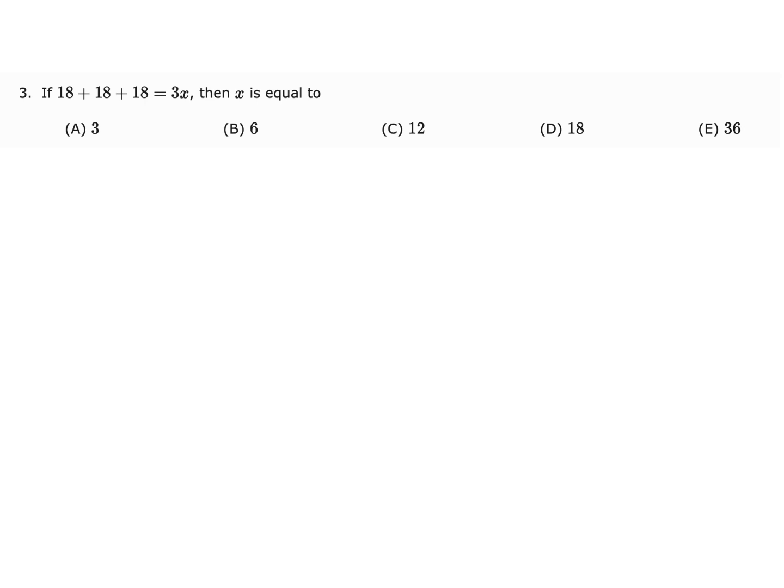If 18 plus 18 plus 18 is equal to 3x, then x is equal to 18 plus 18 plus 18, obviously looks like 3 times 18 to me. And that's 3x. So divide through by 3 and you'll get 18 equal to x. And that's pretty much all there is there. So number 3 would be D.